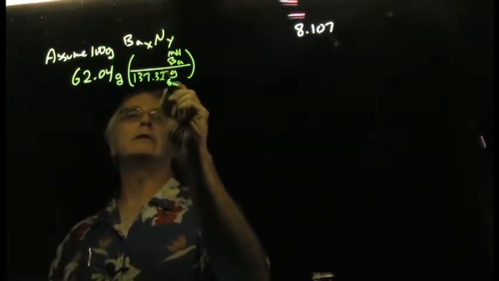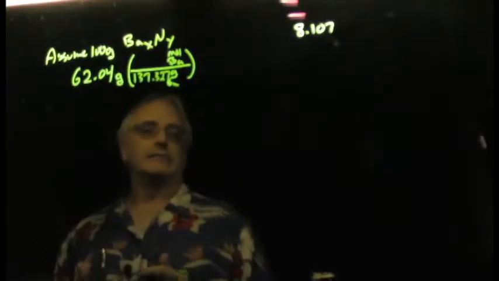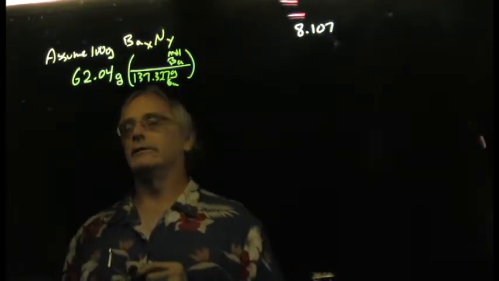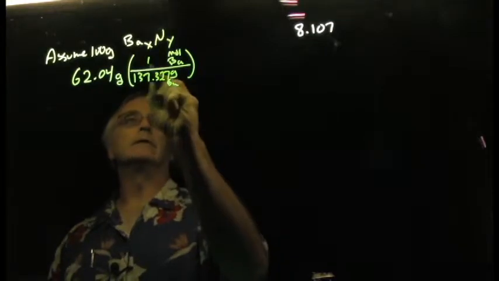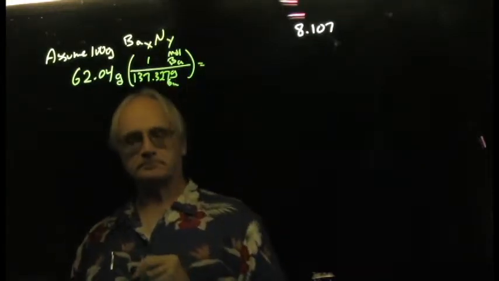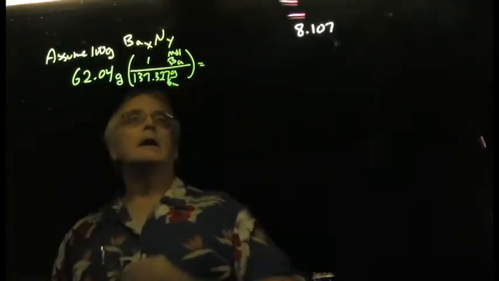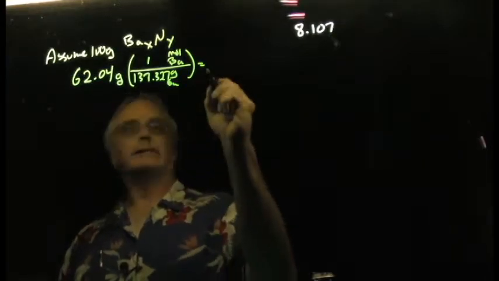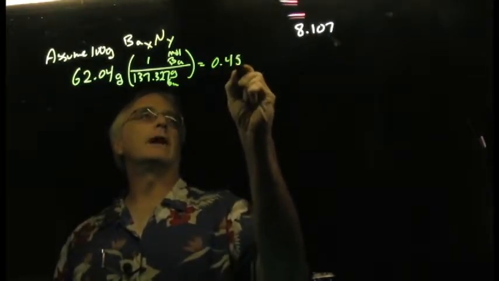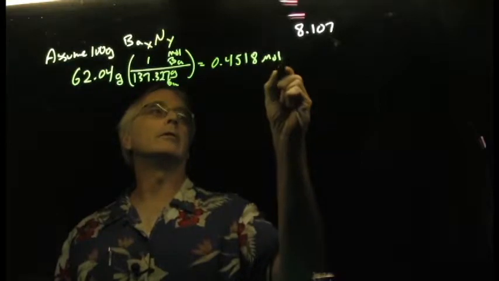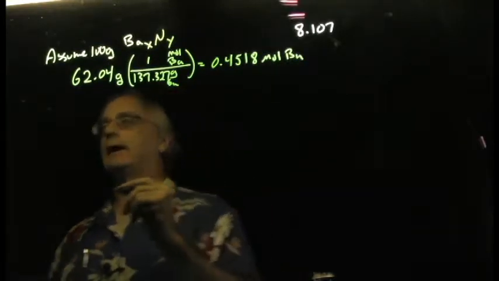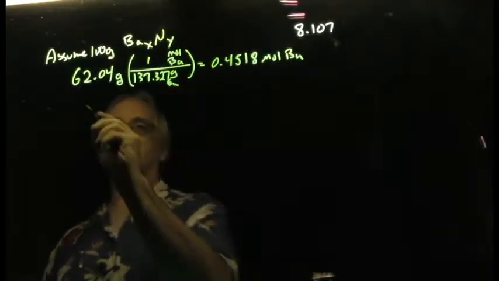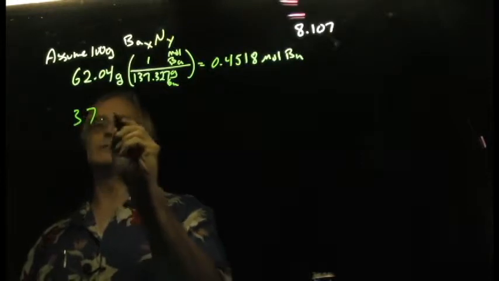137.327. Remember, for these types of calculations, it really is not a bad idea to use all the digits the table gives you. There's 1 mole of this stuff. And when I set that up, and then when I just punch that out of my calculator, I'm going to get 0.4518 moles barium.